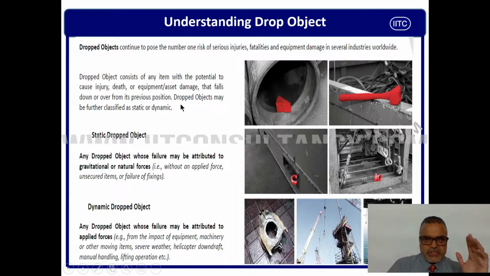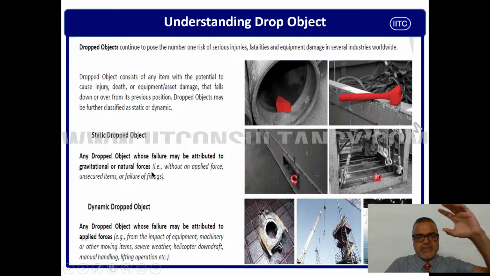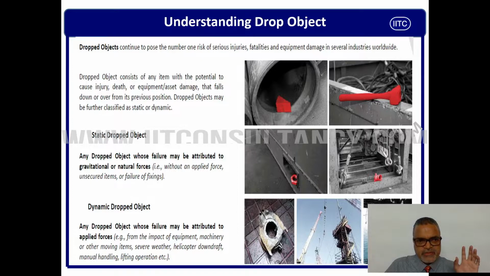Drop objects may be further divided into two parts, static and dynamic objects. What is a static object? A static object is any object whose failure may be attributed to gravity or natural forces. For example, you have some material at height and that material is falling without the application of any additional force. It is coming down with the help of gravitational force.